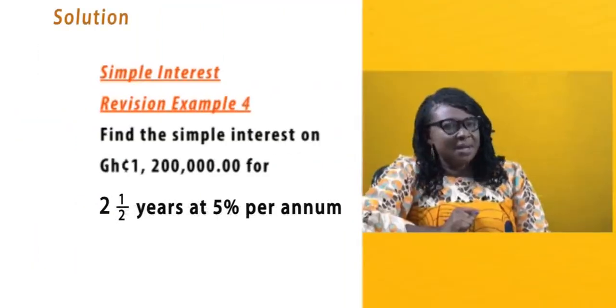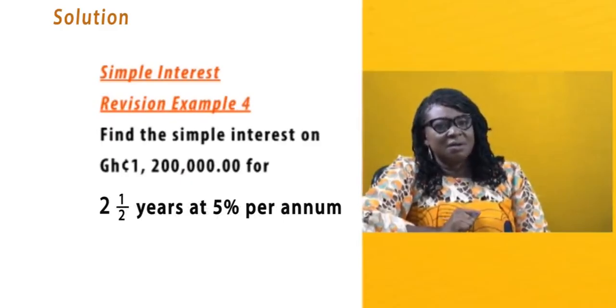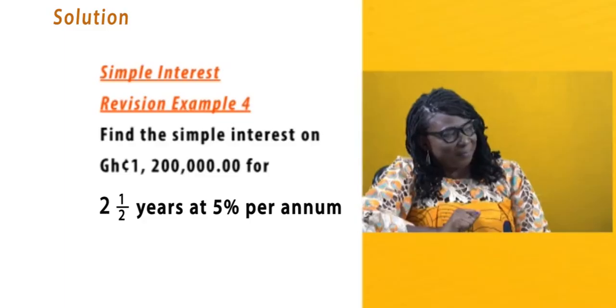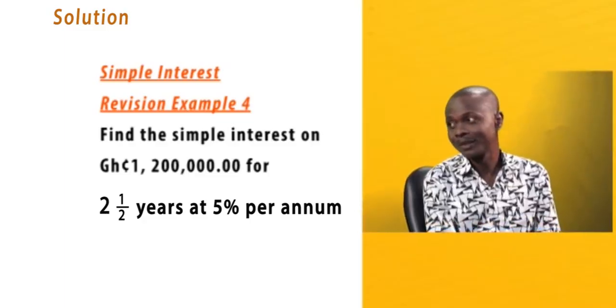We will use a question to revise this concept. Find the simple interest on 1,200,000 cedis for 2.5 years at 5% per annum. Mr. Boaben, please help us.